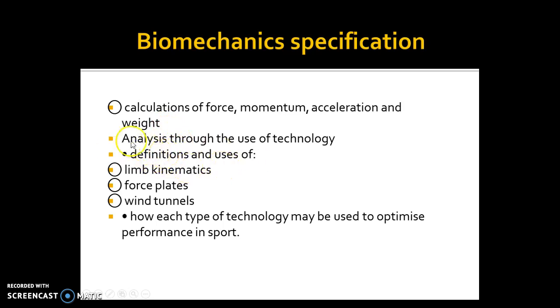Alongside that, we have to have a look at how biomechanics links to analysis through technology. So we'll have a look at three ways in the biomechanics world that performance can be analysed. So we'll have a look at limb kinematics, talking about limbs and how they can be analysed on computers. So you have a look at exactly what that means.